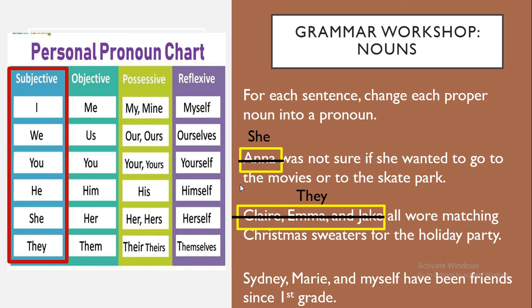Okay, and so identifying Sydney, Marie, and myself as your proper nouns, you know that you can eliminate these and you should have replaced it with we because you are including yourself. So when you include myself, it's we. We have been friends since first grade. Hopefully you got all of those right. If not, go ahead and make your corrections to the sentences.